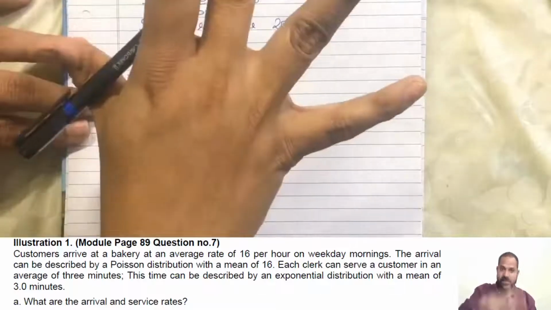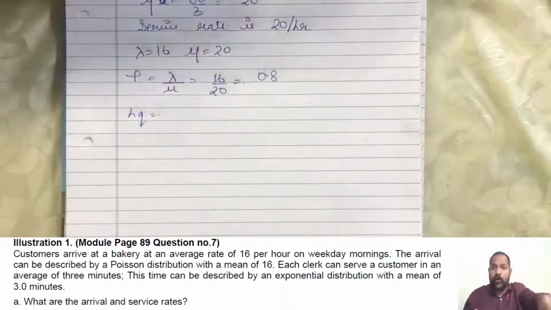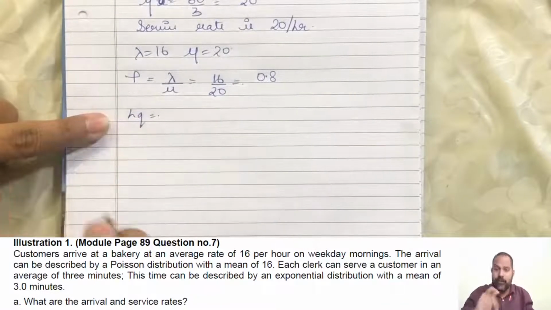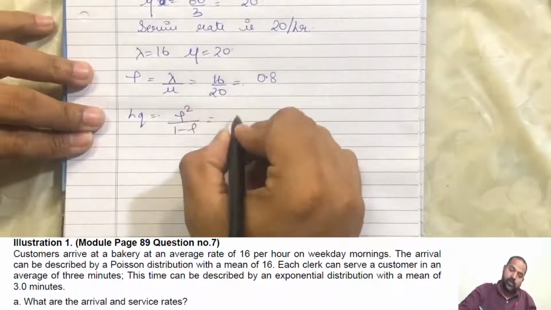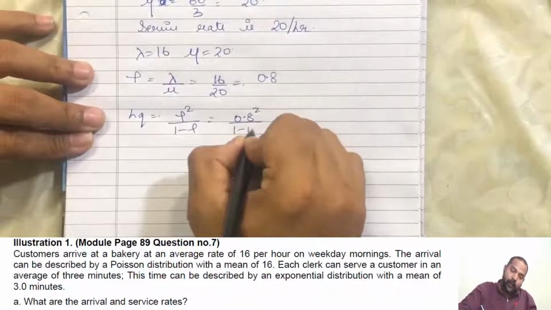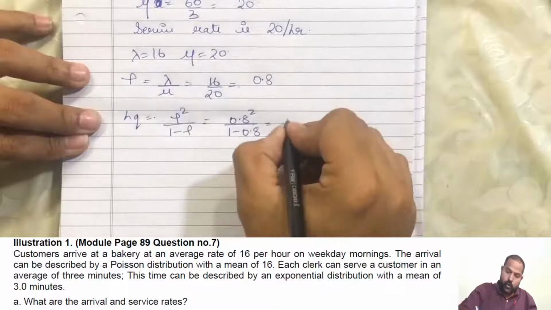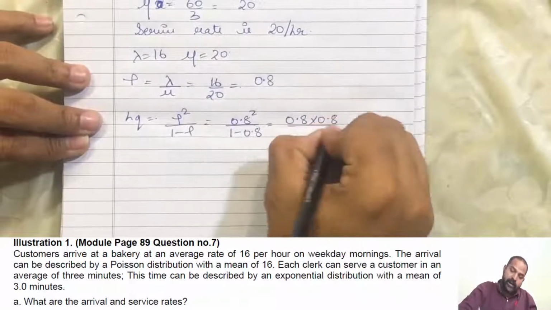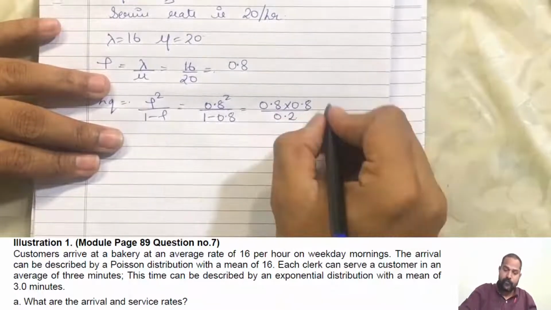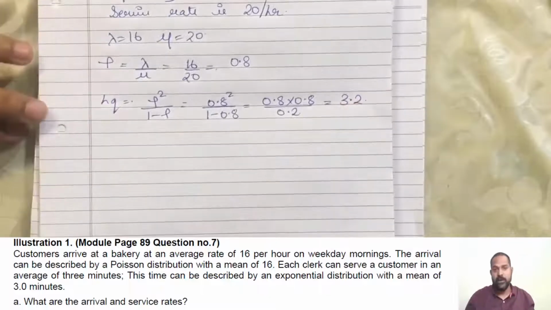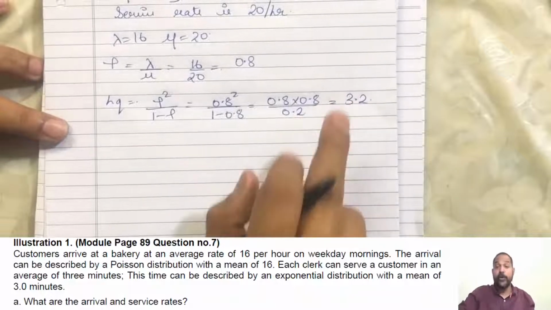Length of this queue. So in this system, if this shop is open for 8 hours, anytime I go, how many people will I see in a queue? Well, the average length of a queue will be rho square upon 1 minus rho, which is 0.8 square upon 1 minus 0.8. Now you can finish it off in the calculator. No problem. I am writing it as 0.8 into 0.8 divided by 0.2. So one decimal shift, this becomes 4. 8 4s are 32. 3.2 is my answer. So every time you go to this kind of a shop, there will always be 3.2 people in the queue.